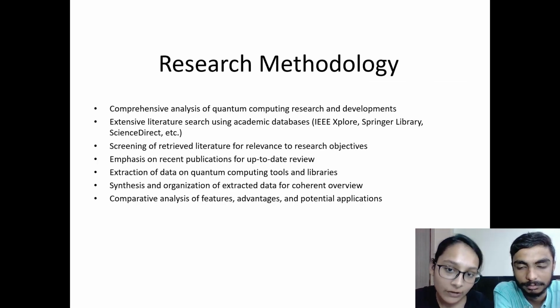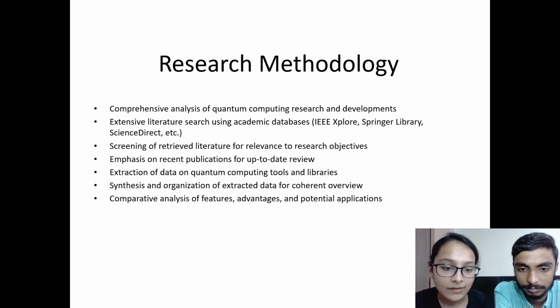Coming to research methodology. Now we are diving into the world of quantum computing through a special review. Our goal is to look at all the research and cool things happening in this field. First, we had a plan. We decided what we wanted to learn from our review. Then we looked at lots of books and papers from places like IEEE Xplore and Springer Library. We picked the newest ones because we wanted to know what's happening right now.